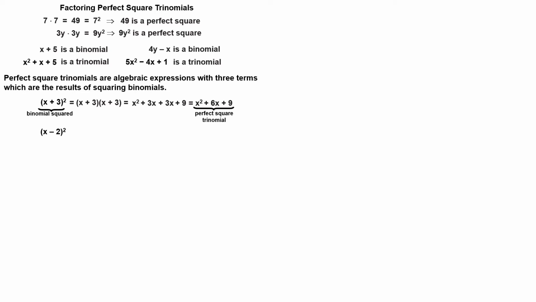This is a binomial squared. It's the same as x minus 2 times x minus 2. Applying the distributive property and collecting like terms, we get a perfect square trinomial.